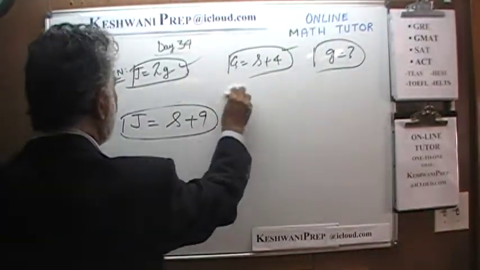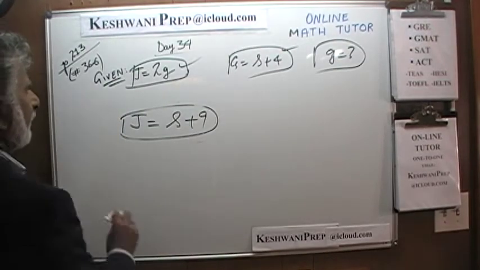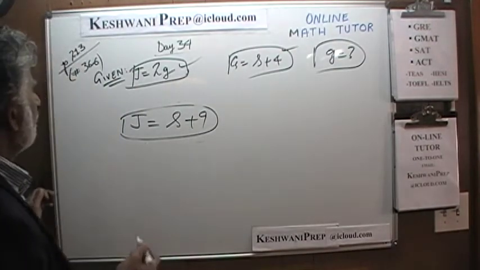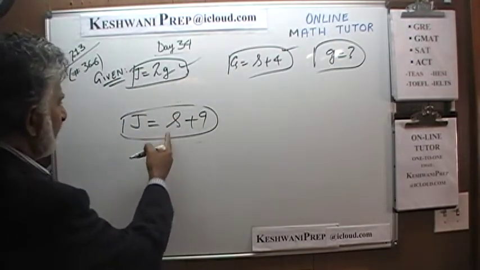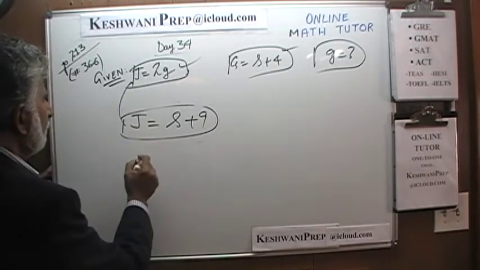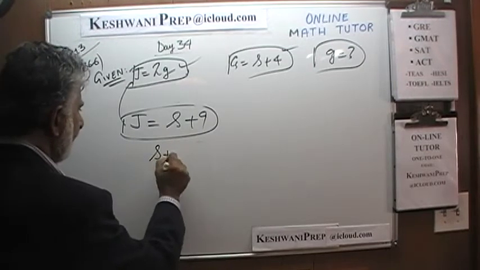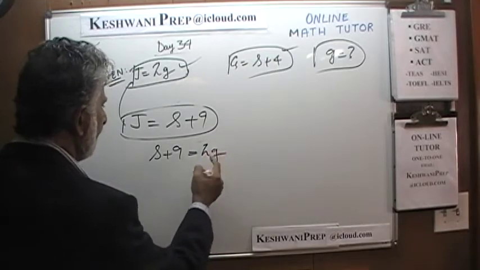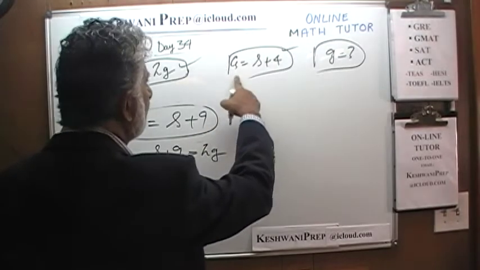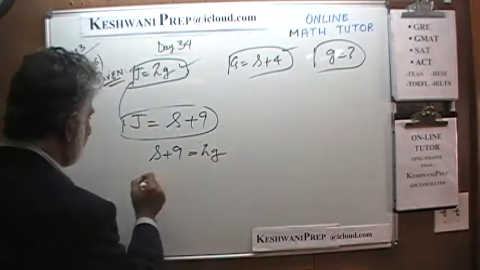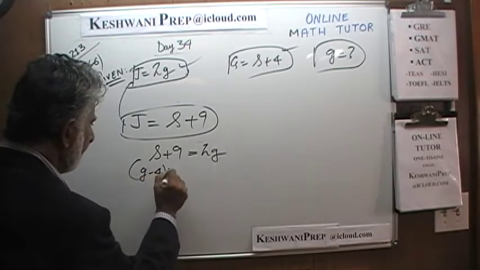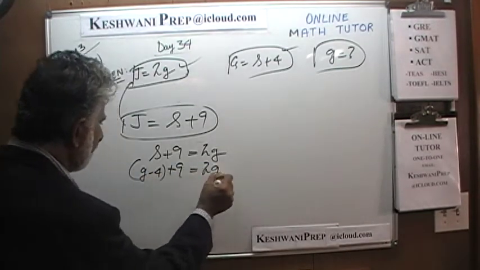We don't need any of that. These are the three equations we are working with. We are looking for G. How much is J? J is S plus 9. Let's combine these two, which means S plus 9 equals 2G, and we're looking for G. And S we know is G minus 4. There you go. G minus 4 plus 9 equals 2G. It's a very simple equation.